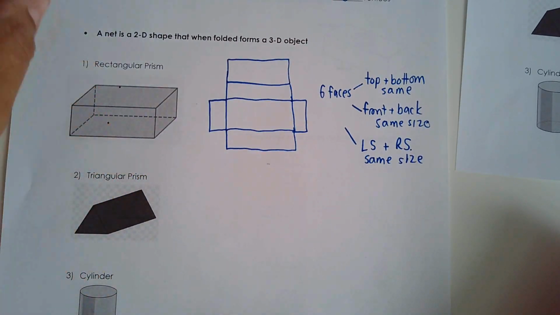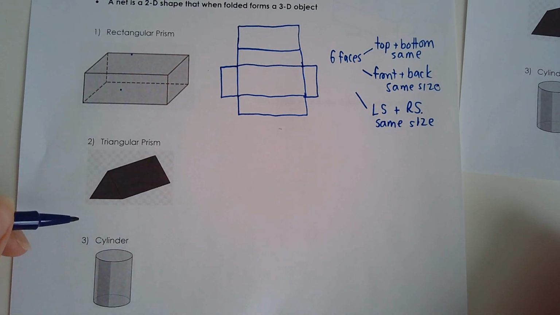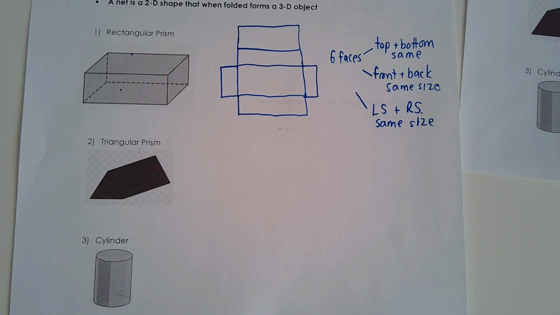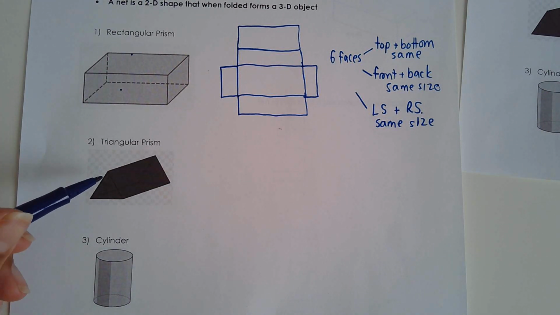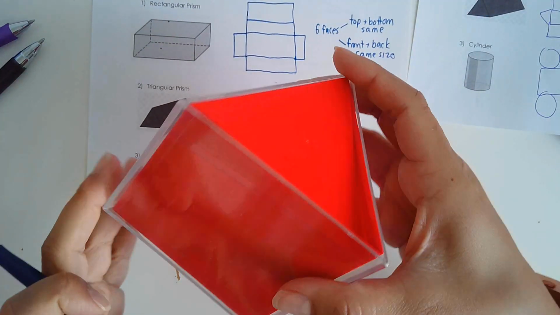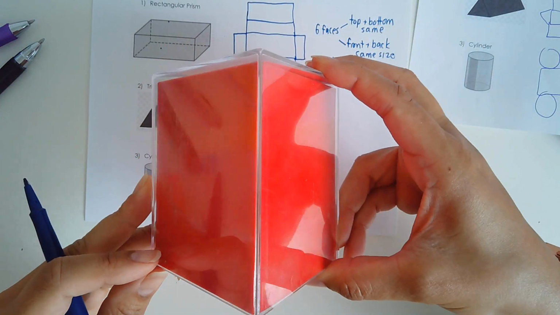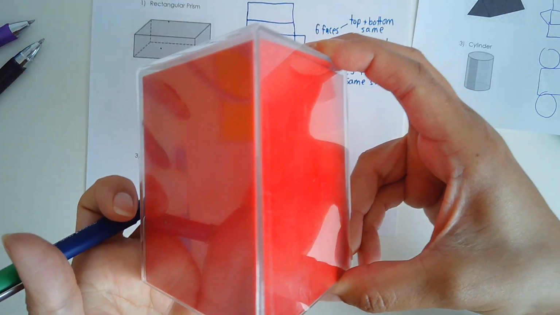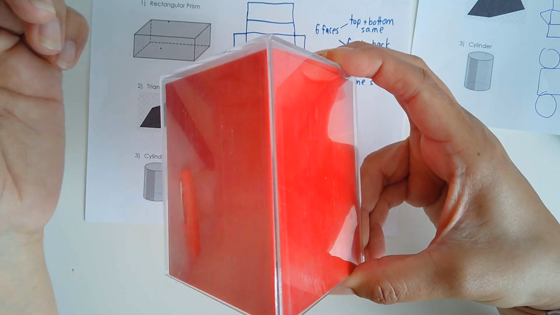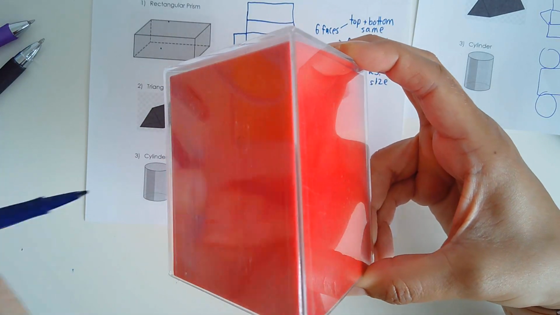Okay, so moving on, our next 3D shape is a triangular prism. So for a triangular prism, we're going to draw a net. So imagine cutting along some edges, flattening it out. I was able to find these at our school. So here I have a triangular prism, and you'll notice it has 5 faces. So the bottom, the left, the right, and the front and the back. So the front and the back are triangles and the other ones are rectangles.